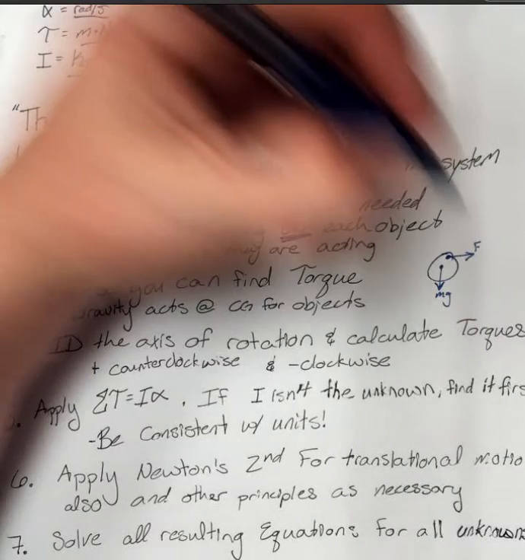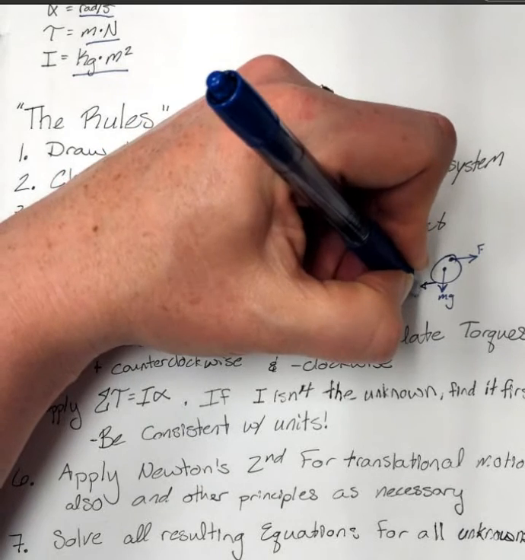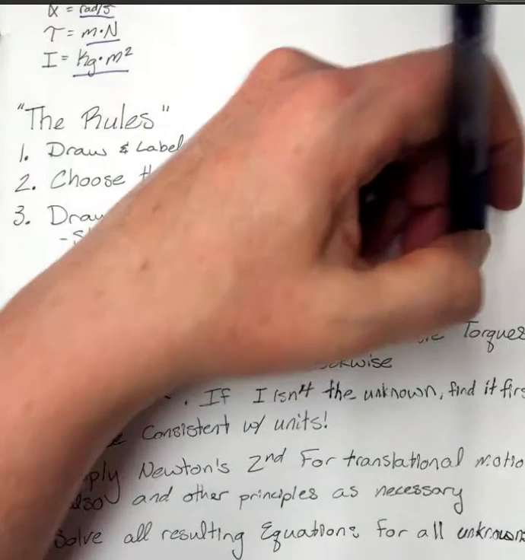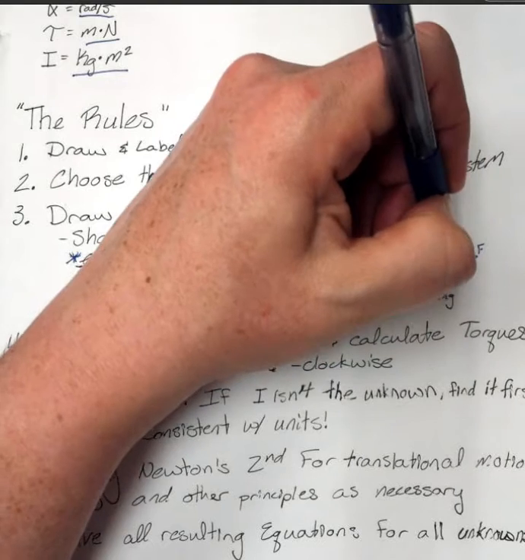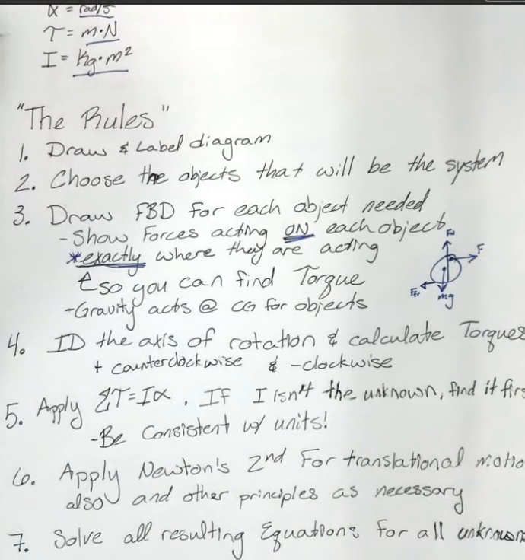Friction. Where does friction act? Oh, friction acts exactly at a contact force position. Normal force. Normal force acts from the table surface. So make sure that you're being that specific.